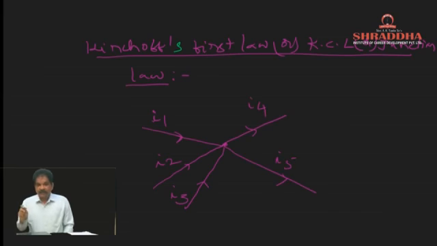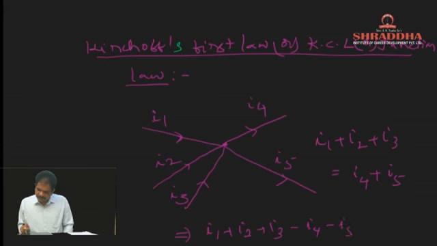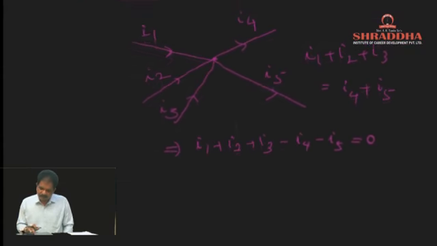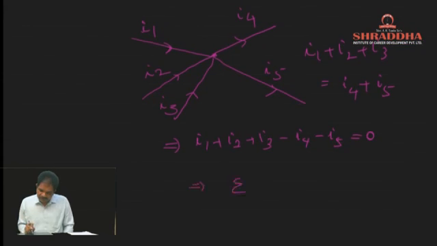This law is saying the sum of the currents reaching the junction is equal to the sum of the currents moving away from the junction. So I1 plus I2 plus I3, these are the currents reaching the junction. Currents moving away from the junction, that sum will be equal to I4 plus I5. So I1 plus I2 plus I3 is equal to I4 plus I5. In other words, we can write this as I1 plus I2 plus I3 minus I4 minus I5 is equal to 0. Or we can write it as sigma I is equal to 0.